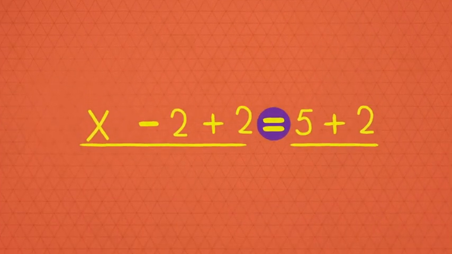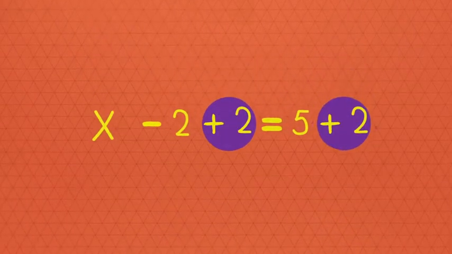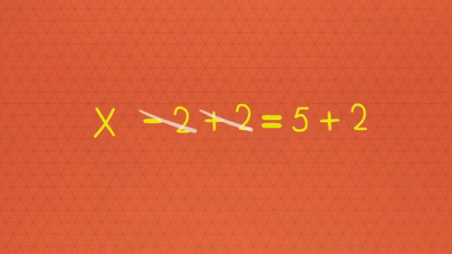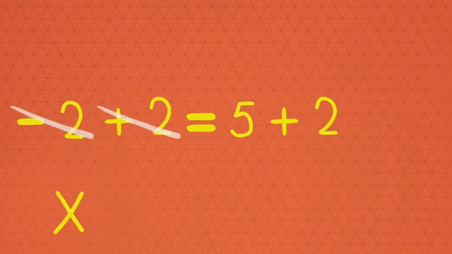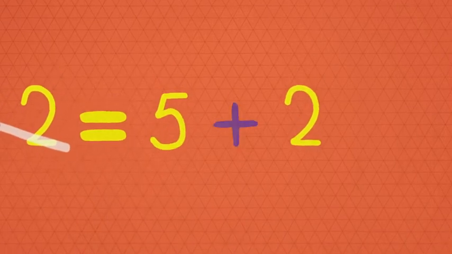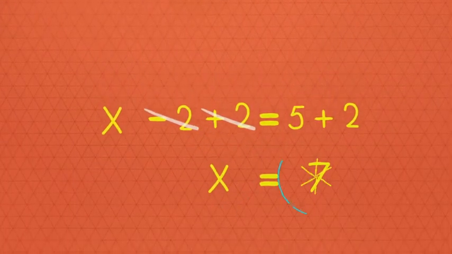So try adding 2 to both sides of the equation. Adding 2 cancels out subtracting 2, which isolates x. On the other side, 5 plus 2 makes 7. Therefore, Ali is 7 years old.